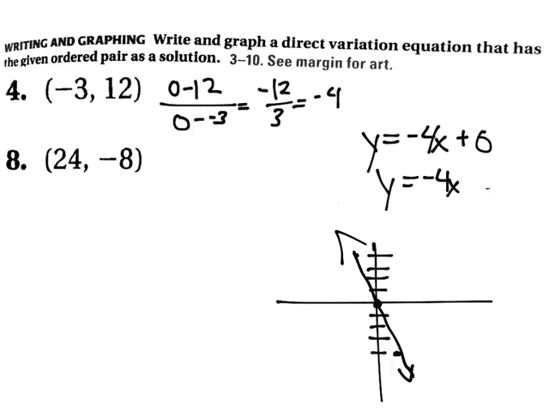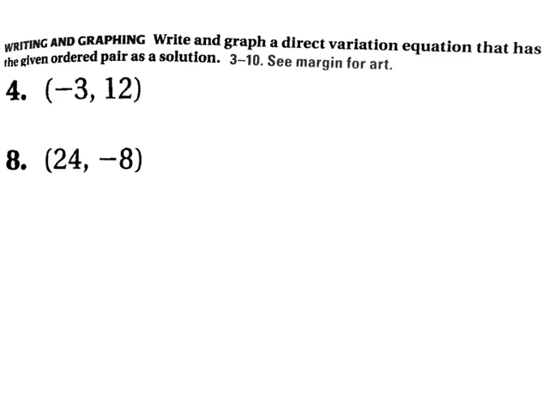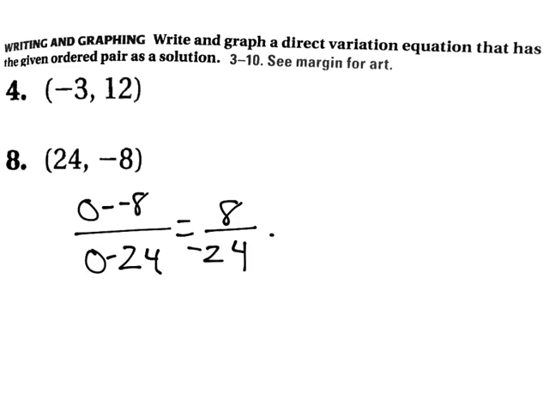All right, to do the next one. Okay, again, the slope of this would be, well, 0 minus a negative 8 over 0 minus 24. End up with 8 over negative 24, or negative 1/3. So our slope is negative 1/3, so y equals negative 1/3 x. Our y-intercept, since it is a direct variation, goes through 0, or y equals negative 1/3 x.